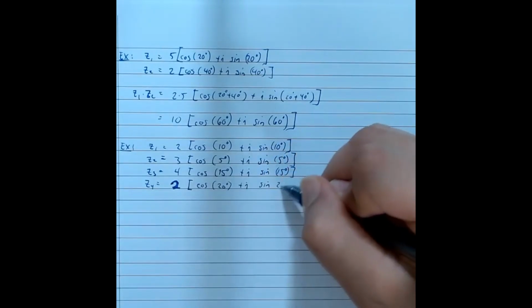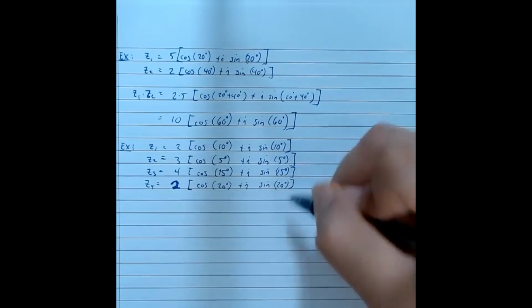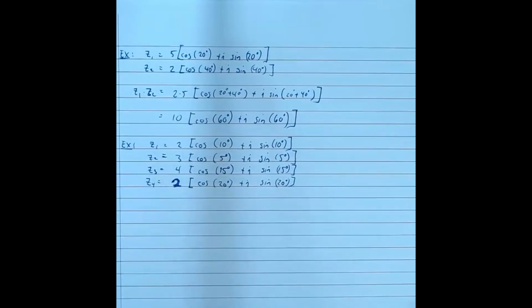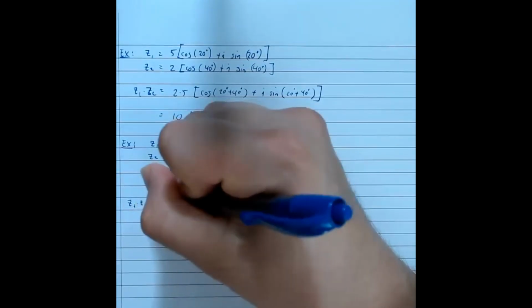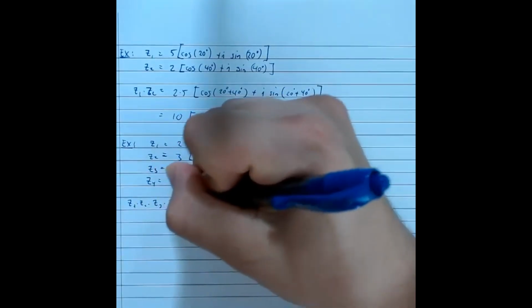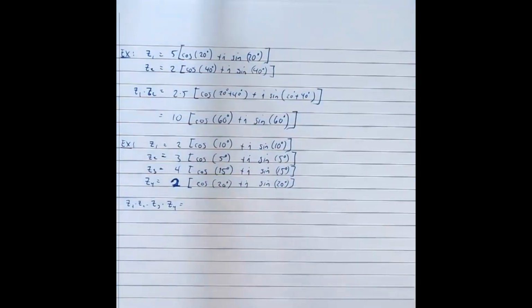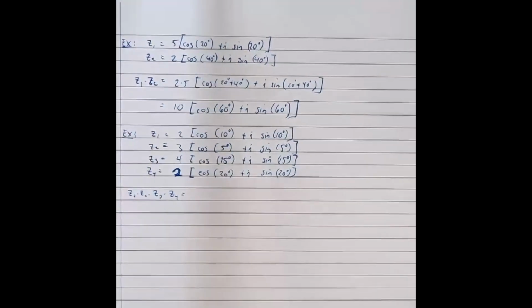We saw previously that if you multiply out complex numbers just by distributing, that becomes very, very complicated. But if we're using the product theorem, z1 times z2 times z3 times z4 should be fairly straightforward to do. So go ahead and pause the video, give it a try, and once you have a result, go ahead and unpause and we'll go through it together.